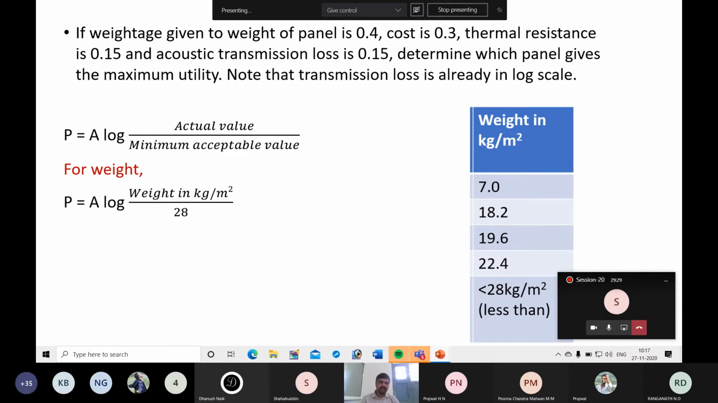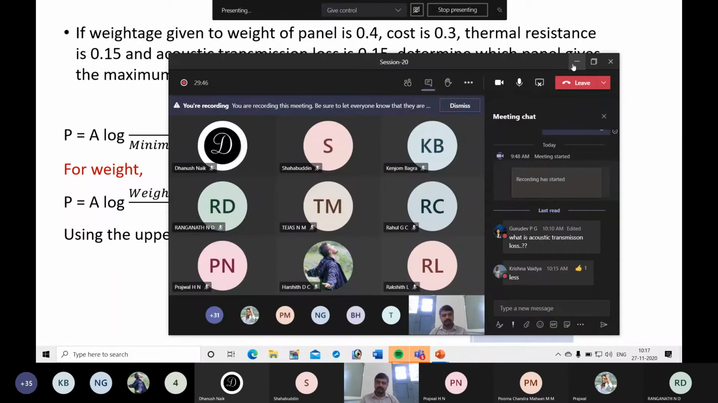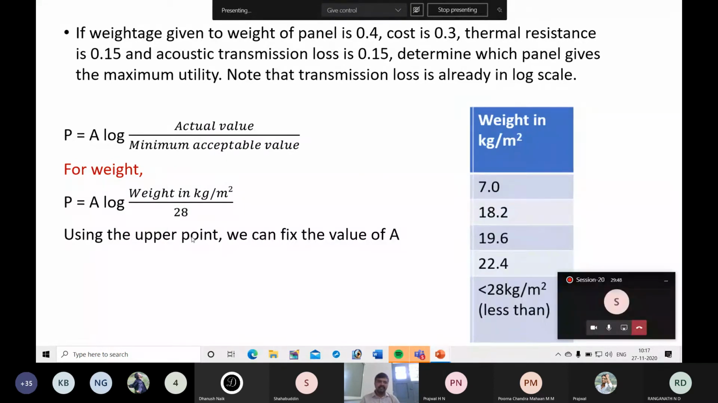You have to find out the constant value of A. So for that we are approximating the value of P. For weight, the unit is kg per meter square for this quality dimension. Minimum acceptable value for this is 28. So using the upper point, we can fix the value of A. As we discussed, we will assign P value as 9 for material A.